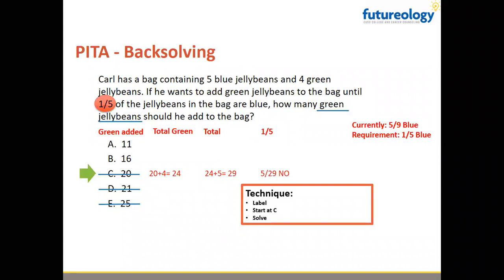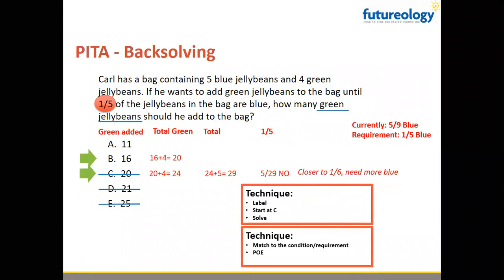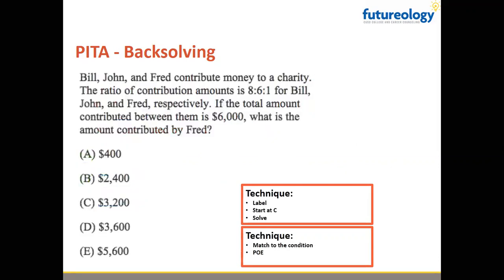All right. So now we got to go to 16. So now let's go to the next one. If there's 16 added to the bag, that means we have 20 total because we had started with the 4. That means there are how many blue now? Well, there's still 5 blue. So 20 plus 5 is 25. There's 5 blue. 5 of 25, is that 1/5? Yes, it is. That means that's my answer because that's the requirement. And that's how we back solve, guys.